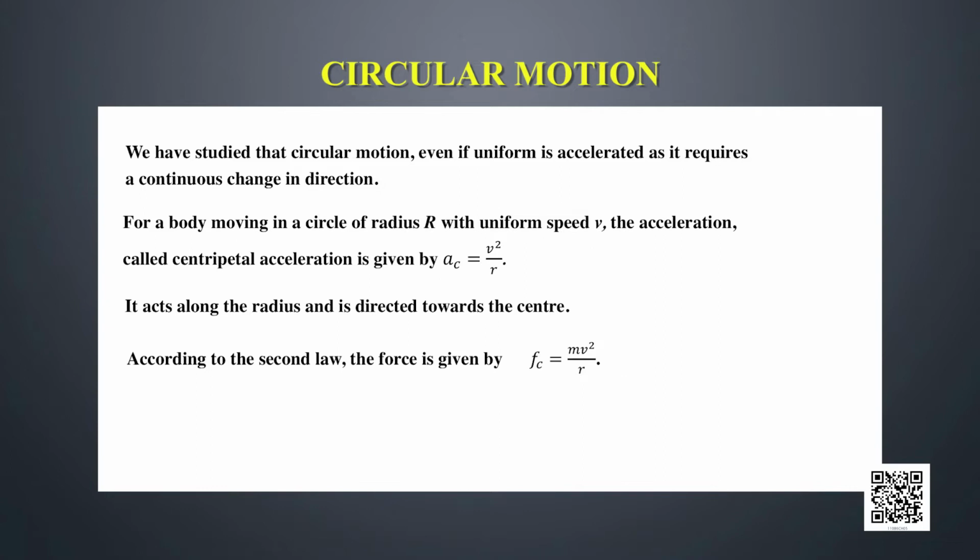According to the second law, the required force, which we call centripetal force, denoted by Fc, is given by Fc is equal to mv square over r. The force is called centripetal force and is always essential to overcome the inertia of direction in a body.